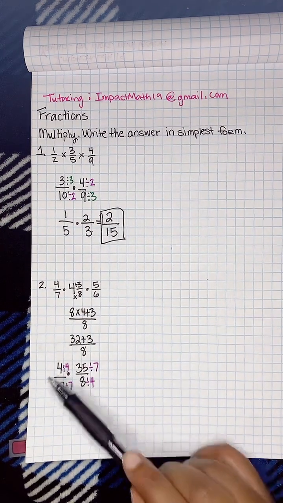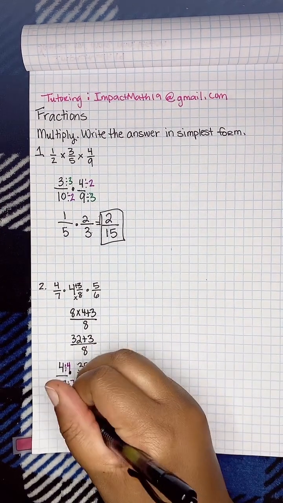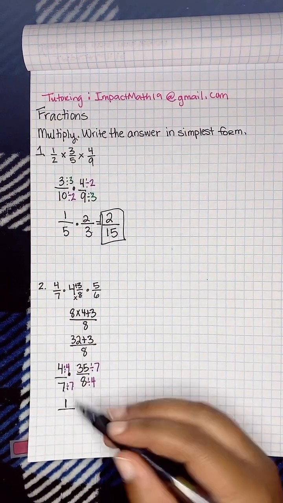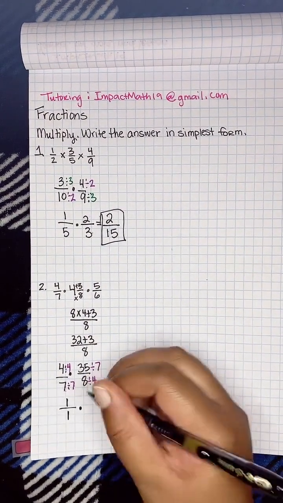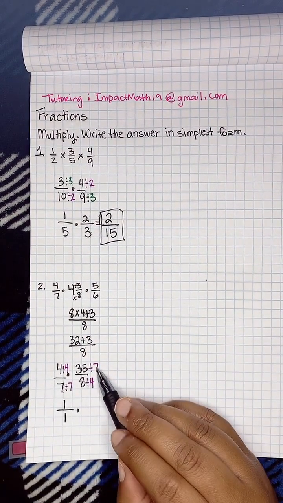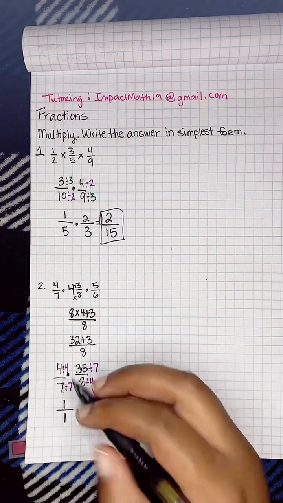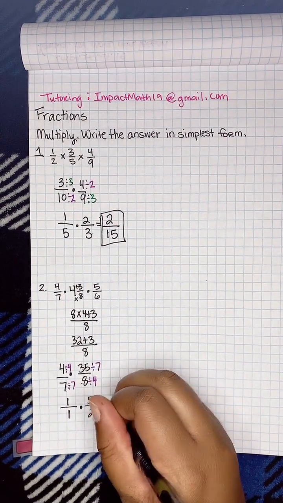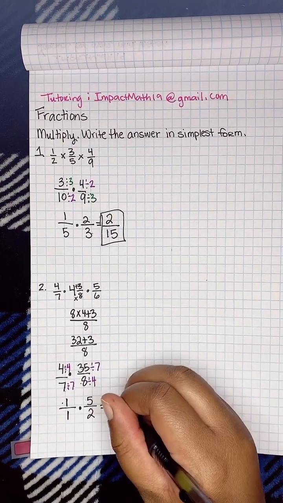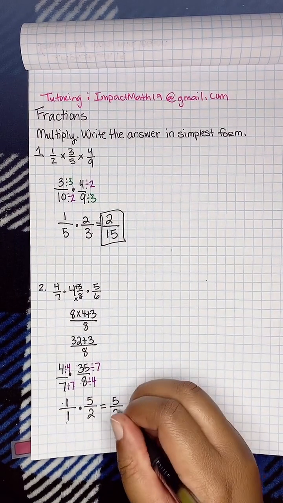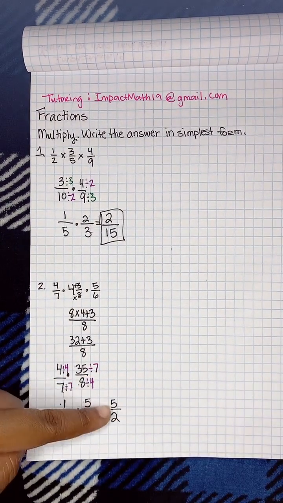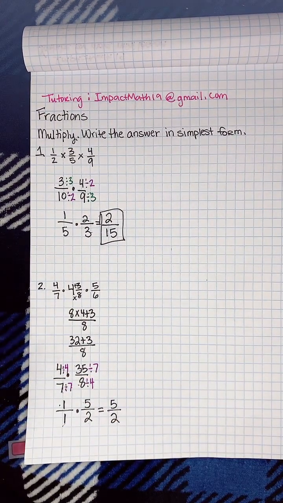Okay, so 4 divided by 4 gives us 1. 7 divided by 7 gives us 1. 35 divided by 7 gives us 5. And 8 divided by 4 gives us 2. So 1 times 5 gives us 5. And 1 times 2 gets us 2. So it's 5 halves.